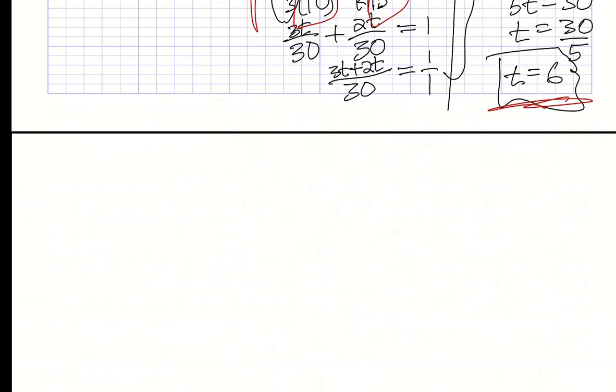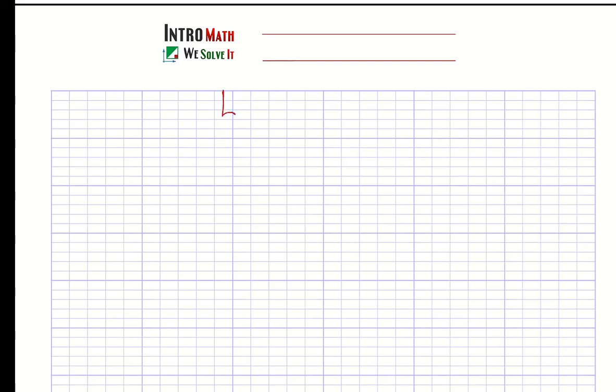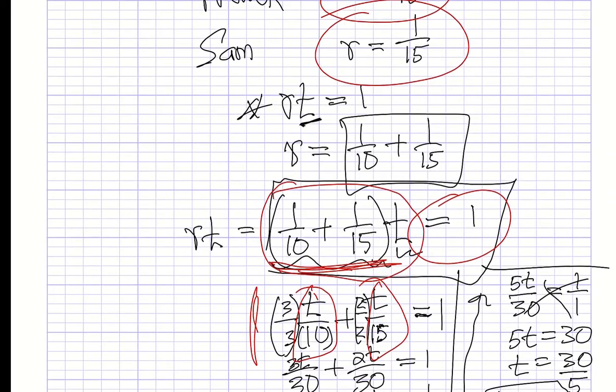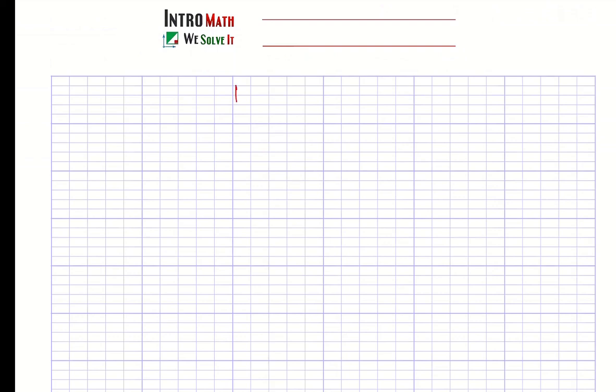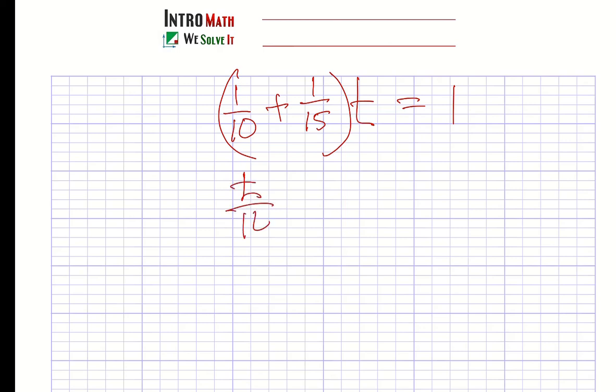And then we just combine this right here, okay? Here's why we can check it. Let me expand it properly. Remember, we used 1 over 10 and 1 over 15, multiplied by t is equal to 1 job. So that would be t over 10 plus t over 15, okay? Is equal to 1 job, okay?